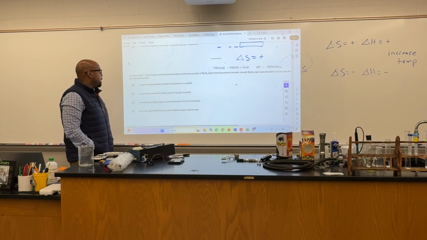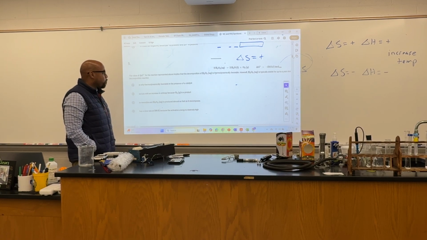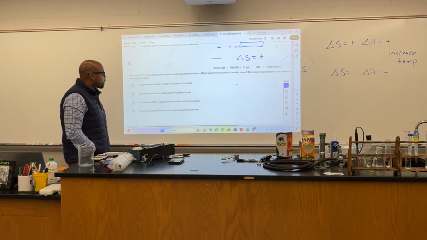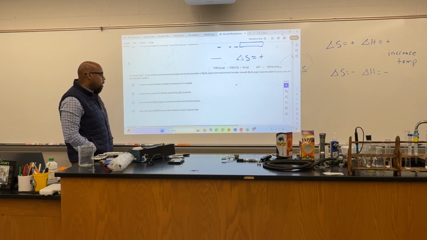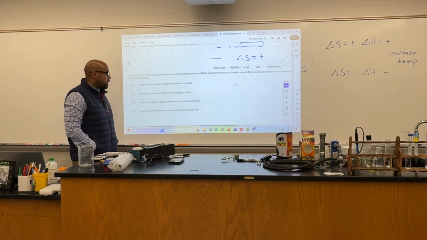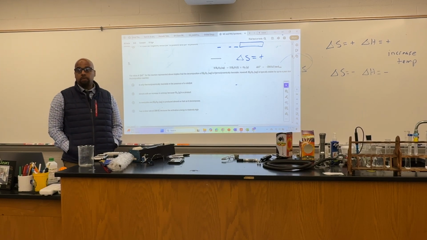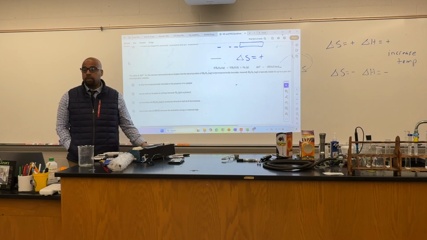So A, it is only thermodynamically favorable in the presence of a catalyst. B, occurs with an increased entropy because O2 is a product. C, it is reversible. H2O2 is produced almost as fast as it's decomposing. D, has a slow rate at 298 kelvins because the activation energy is relatively high. What's going to be the answer here?